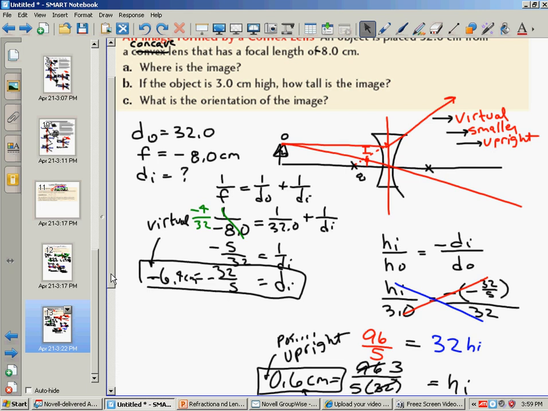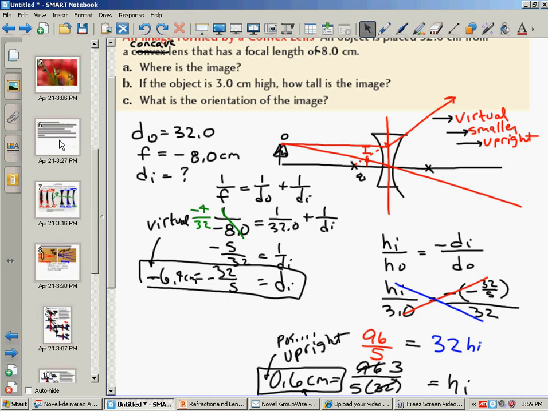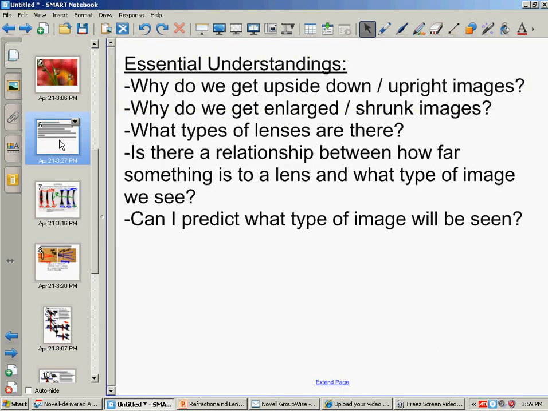All right, so in summary, why do we get upside down, right side up images? Depends upon where they are and the refraction of the lenses. Why do we get an enlarged or shrunk image? Same reason. If you're in front of a concave lens, it's always going to be smaller. Depending upon where you are in front of a convex lens, you could get a larger, could get a smaller, and you can get a same size image. And you can also get no image.